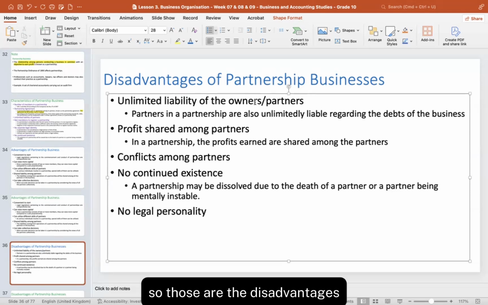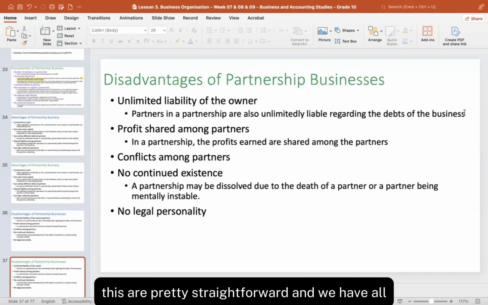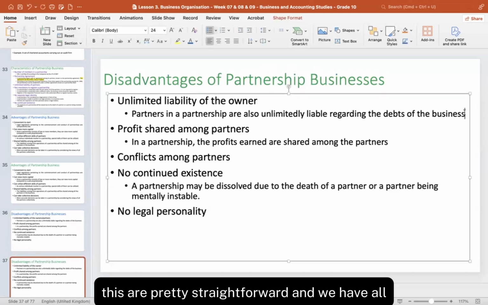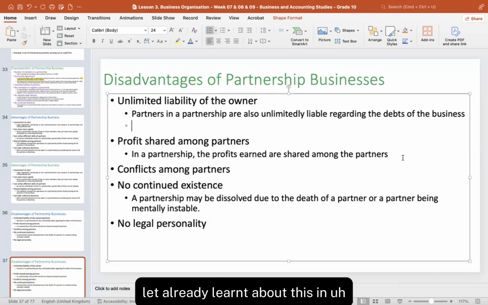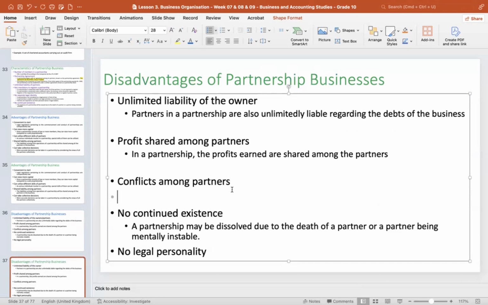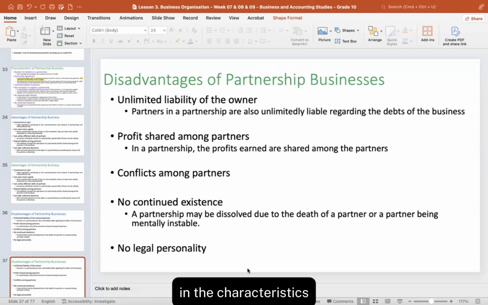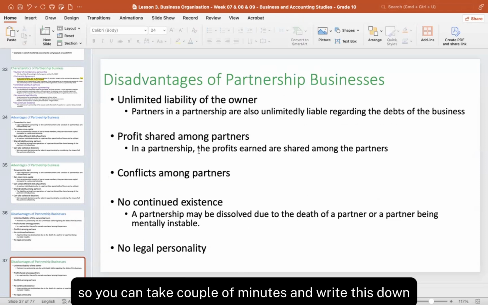Okay, so those are the disadvantages, and please write this down. And I think these are pretty straightforward, and we have already learned about these in the characteristics. So you can take a couple of minutes and write this down.